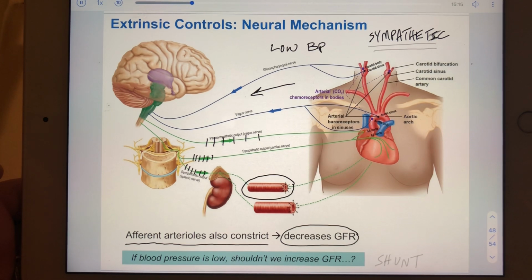Now, you might be thinking, wait, if blood pressure is low, shouldn't we increase glomerular filtration rate? I agree. I have that same question. Let's think about it. Why would the sympathetic nervous system be triggered or launched? What could be going on, right? So, my favorite example is a zombie apocalypse or being chased by a bear, right? Where do I want blood to go? I want to shunt that blood. So that thinking question, you're spoiled. I just answered it for you.